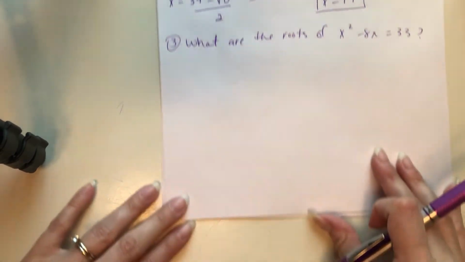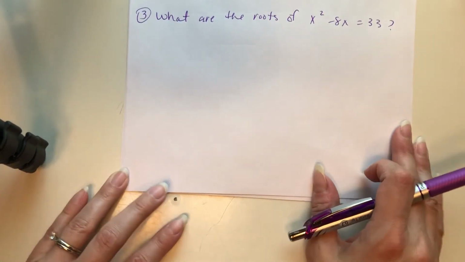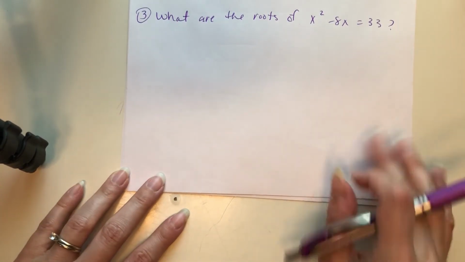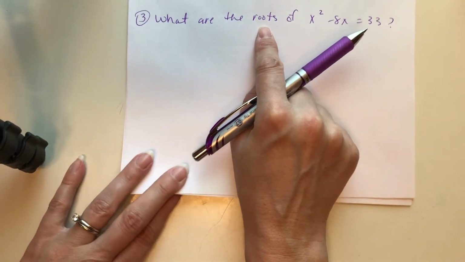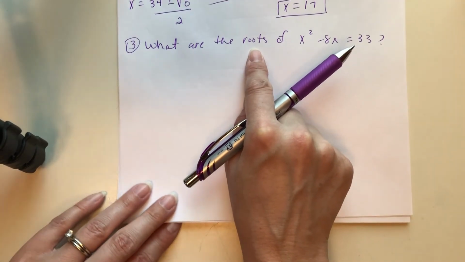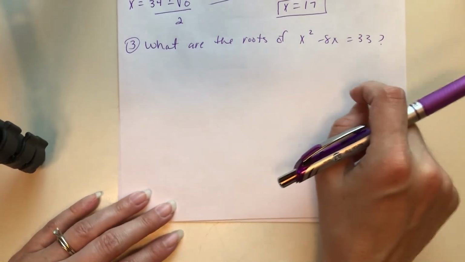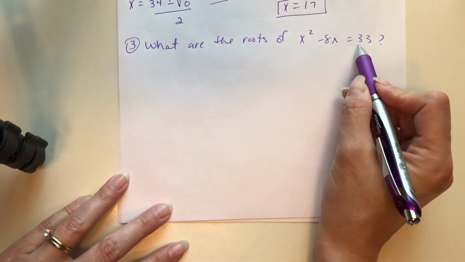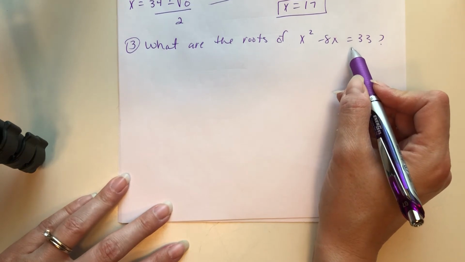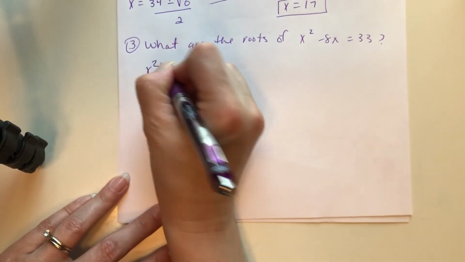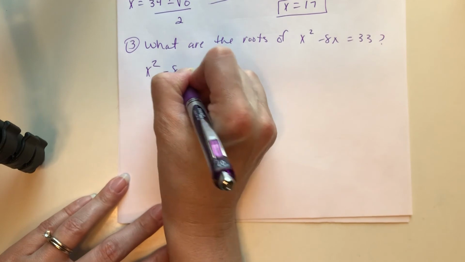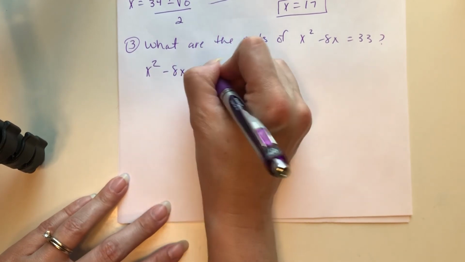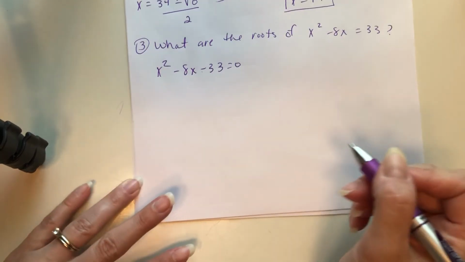Number 3. What are the roots of x squared minus 8x equal 33? Roots are just another way of asking for the intercepts. It's the same question, just worded a different way. Again, I'm going to start by setting this equal to 0, so I have it in my standard form. So x squared minus 8x, I'm going to subtract 33 on both sides, equals 0.